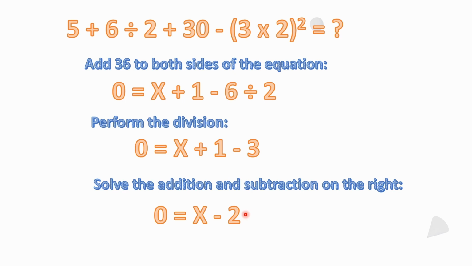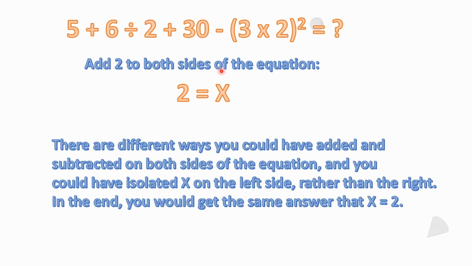Well, this is getting to be easier. So add 2 to both sides of the equation, and you're left with 2 equals x. So once again, x equals 2, or 2 equals x. There are different ways you could have added and subtracted on both sides of the equation, and you could have isolated x on the left side rather than on the right, however you wanted to do that. But in the end, if you're doing it the right way, you're still going to get the answer that x equals 2.